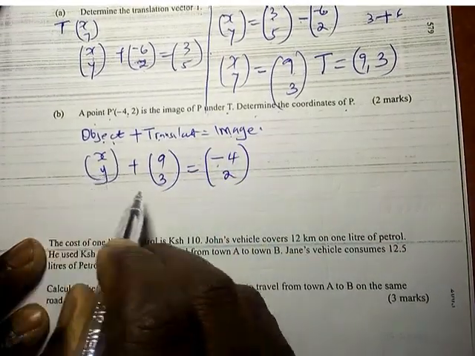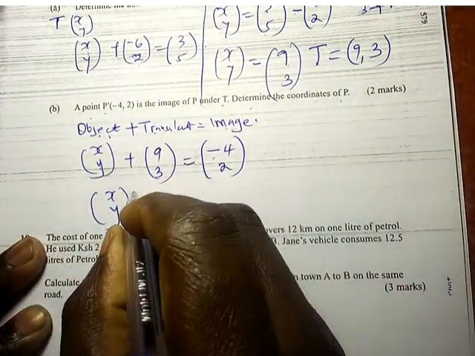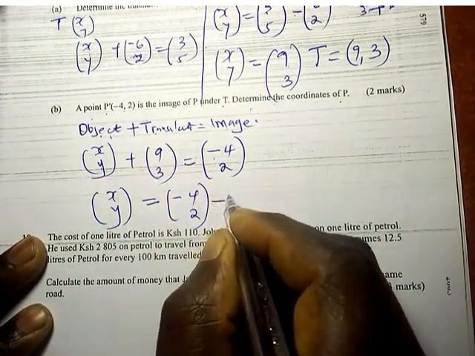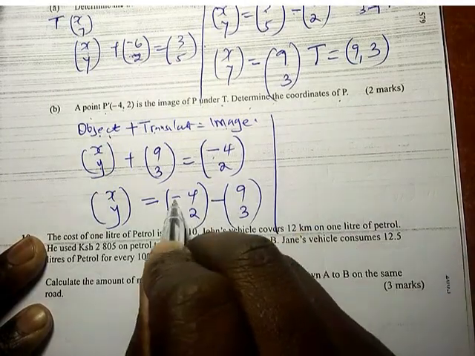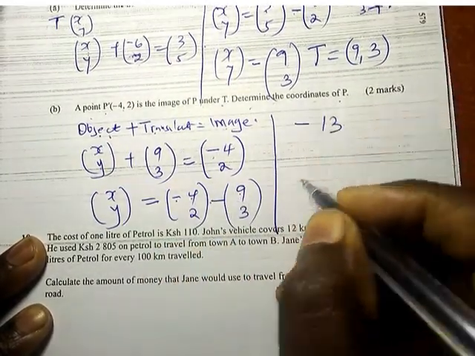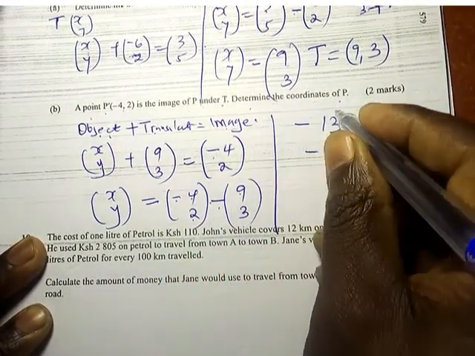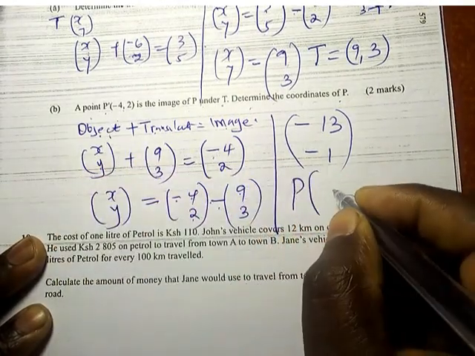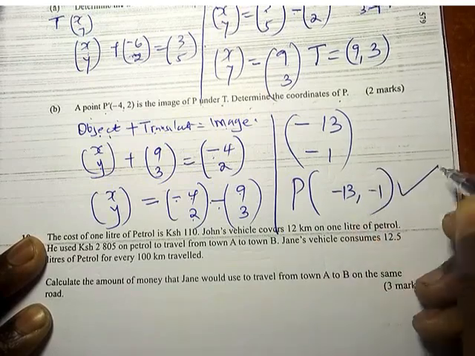So we want this one. What do we do? So (x, y), the image will be (-4, 2). Going here it will be (9, 3). Subtract. So -4 minus 9, the answer is -13. 2 minus 3, the answer is -1. So the P is simply (-13, -1). 2 marks for free.